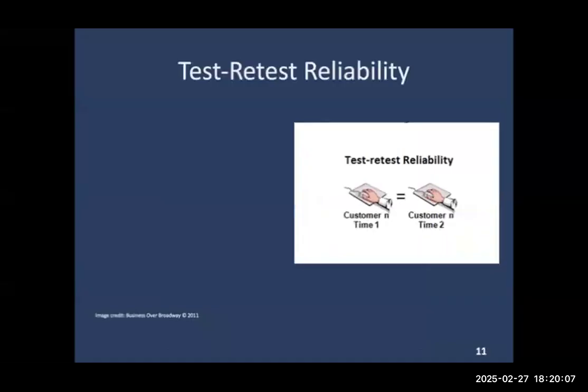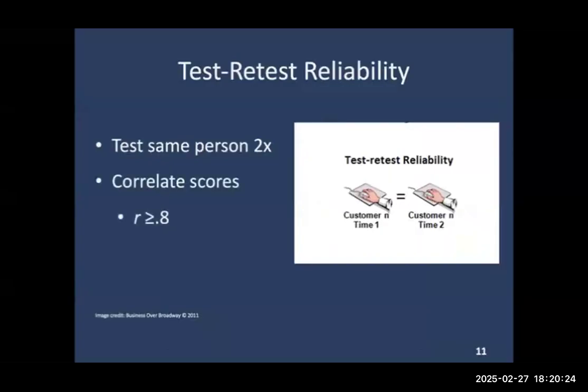So one way we look at reliability is test-retest reliability. Exactly what it sounds like. You are using the same measure or survey on the same people, and you're correlating their scores. And what you want to see is a really high correlation of 0.8 or higher.